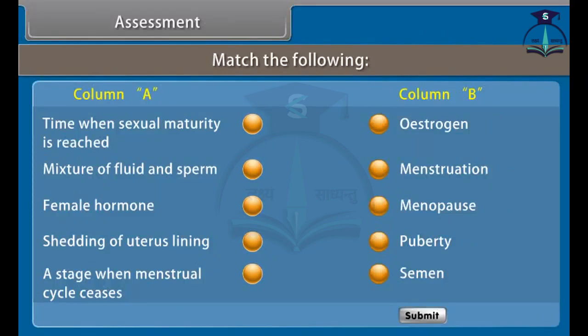Assessment. Before proceeding further, let us know how much you have learned.